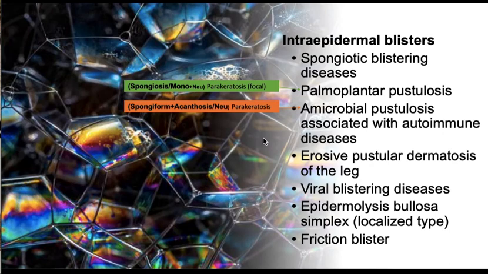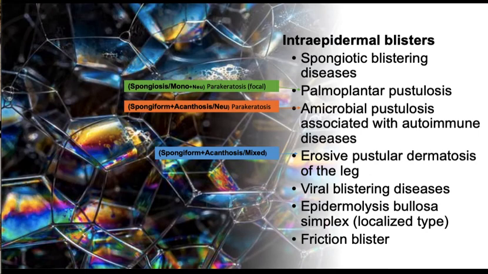In this condition, the main features we see on histology are spongiform acanthosis, and the cell type also has neutrophils in addition to the parakeratosis. Erosive pustular dermatosis of the leg also has two unique features that happen in the leg, and also there is ulceration in addition to the pustular formation. We see spongiform acanthosis, and the cell type is usually mixed.